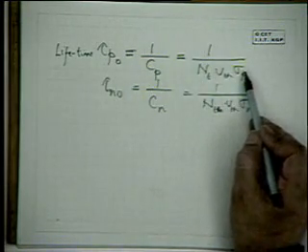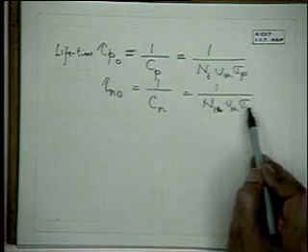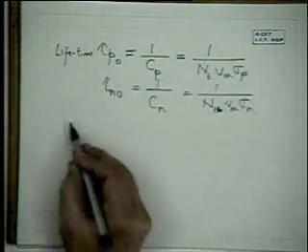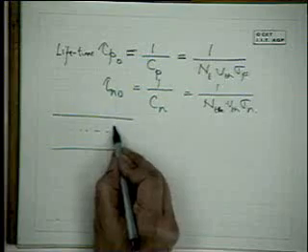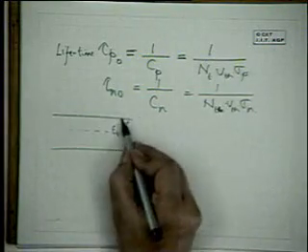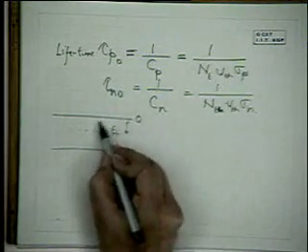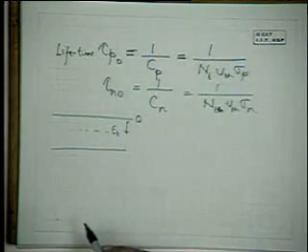It has a capture cross section for holes of sigma p, capture cross section for electrons sigma n, and it is located at a level which is Et below the conduction band. Okay. Here we have taken the energy reference 0 at the conduction band. Okay, so this is minus something Et.